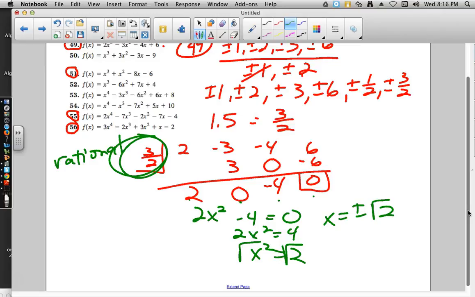We now have all 3 of them, but this is definitely irrational. You cannot write the square root of 2 as a fraction. It doesn't stop. It doesn't have repetition. It doesn't have any way for us to write that. So these are the other two zeros, and they are irrational.